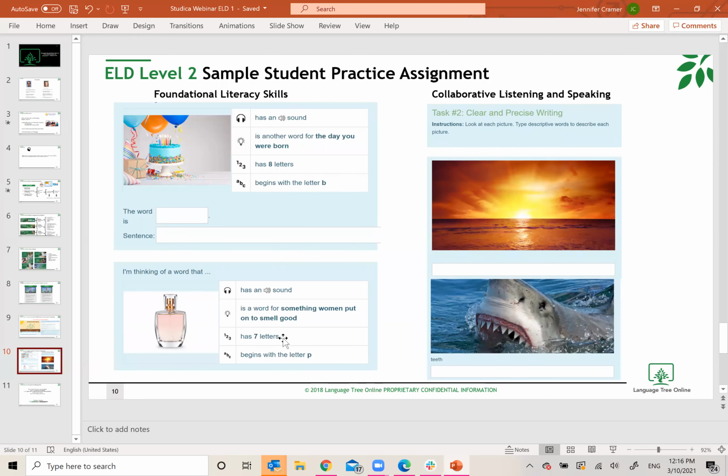So this slide gives you a short screenshot of some examples, like in foundational literacy skills. Here we give them some clues. Then they have to type the word in. They're typing right into the program. Then they use that word in a sentence. For collaborative listening and speaking, they're looking at the image and then typing in descriptive words to describe the image.